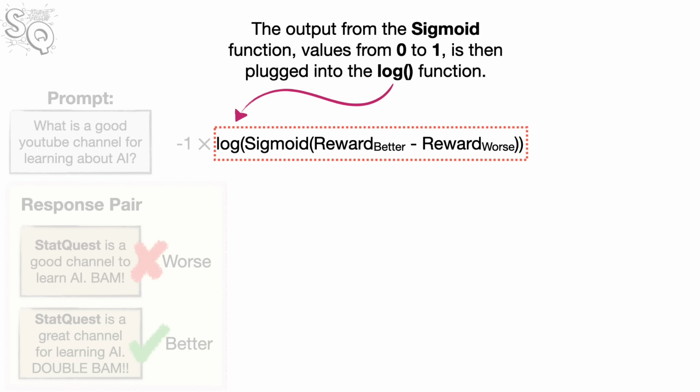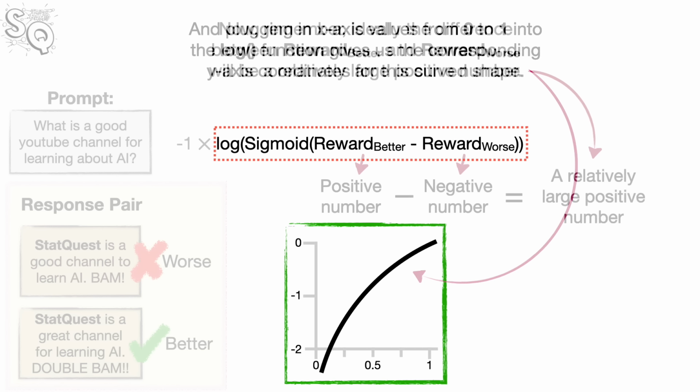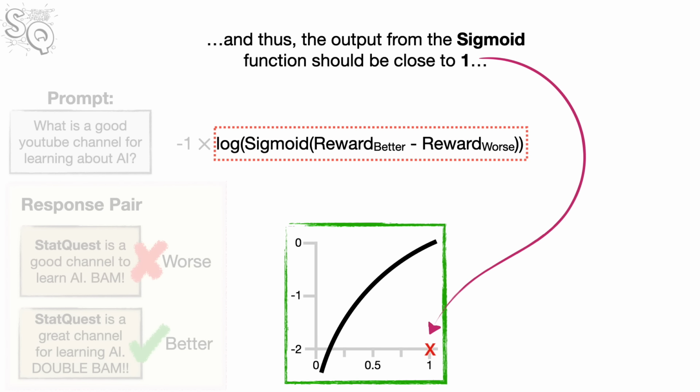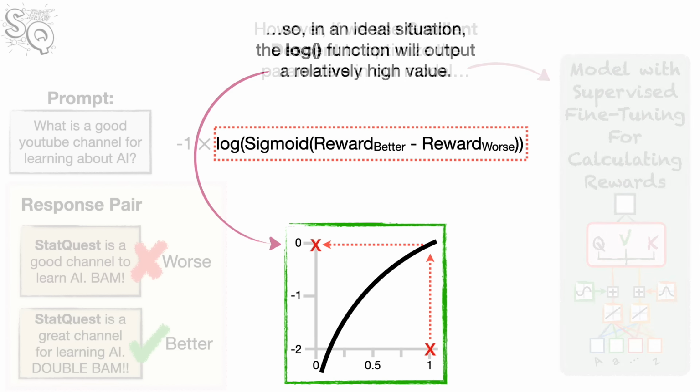The output from the sigmoid function, values from 0 to 1, are then plugged into the log function. And plugging in x-axis values from 0 to 1 into the log function gives us the corresponding y-axis coordinates for this curved shape. Now remember, ideally, the difference between reward better and reward worse will be a relatively large positive number, and thus, the output from the sigmoid function should be close to 1. So, in an ideal situation, the log function will output a relatively high value.